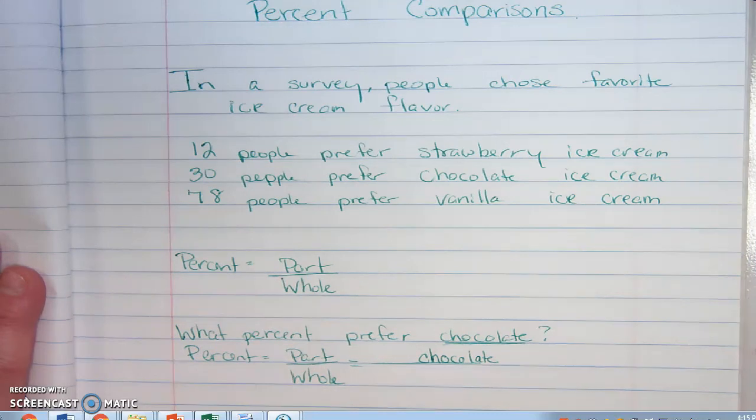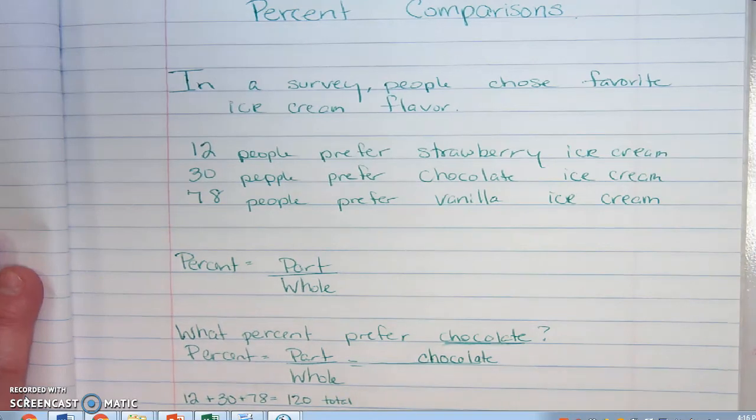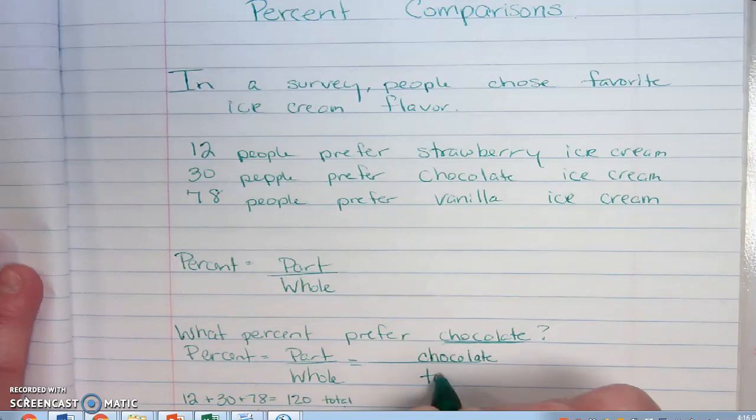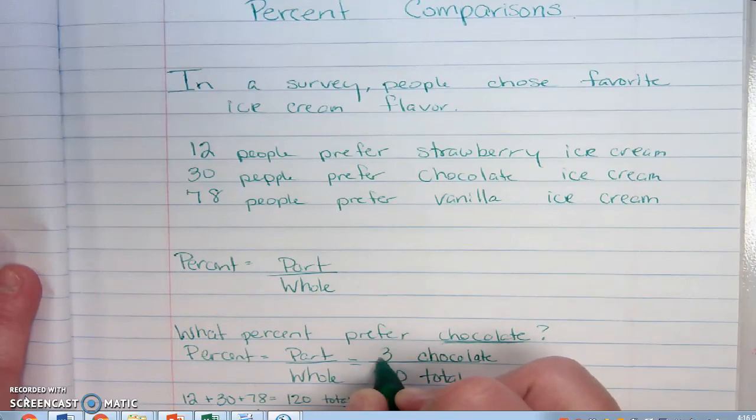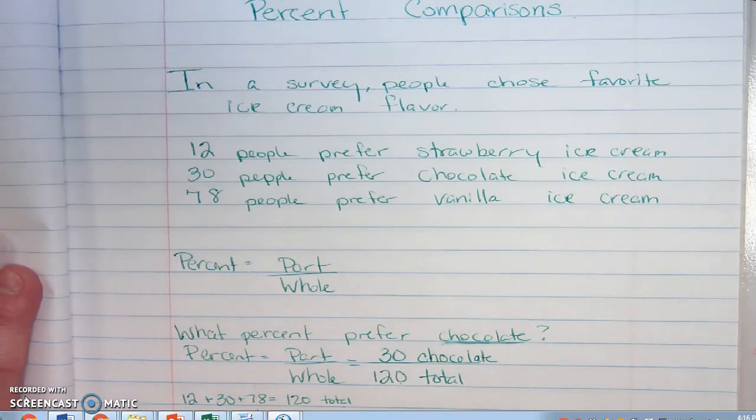The total. So I'm going to pause for a second and see if you can calculate the total. We add the parts together, the strawberry part plus the chocolate part plus the vanilla part, to get a total. And the total is 120 total people were surveyed. So in the denominator, it would be the total. So I put the numbers in. So 120 total people, and 30 of those 120 preferred chocolate.